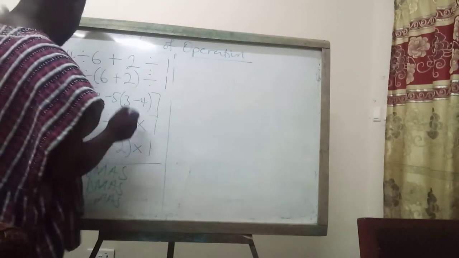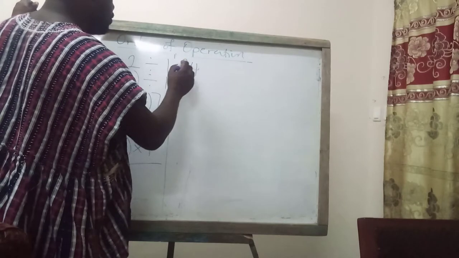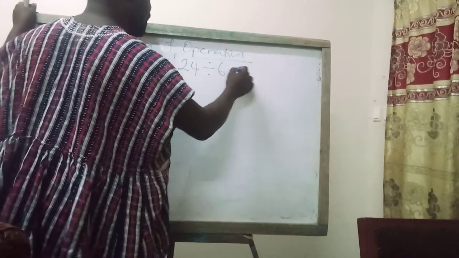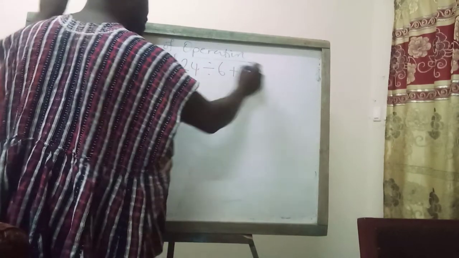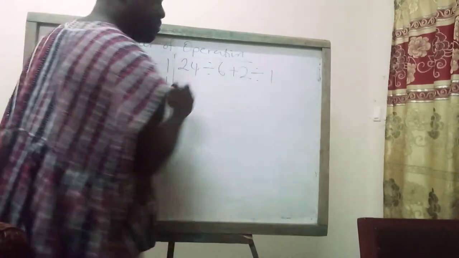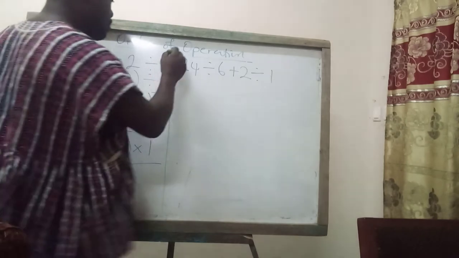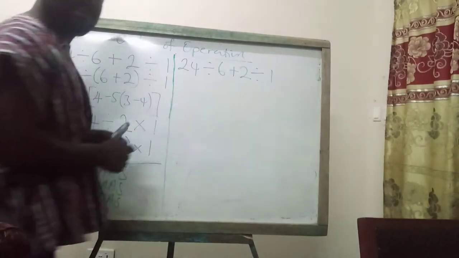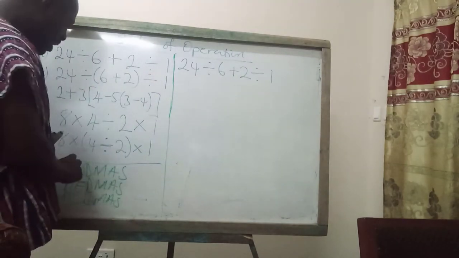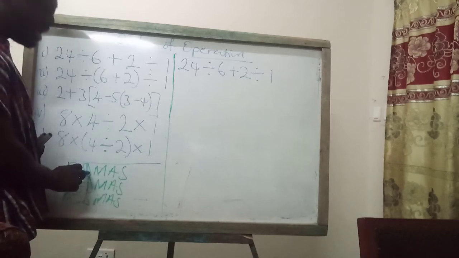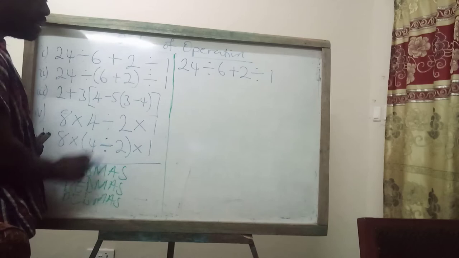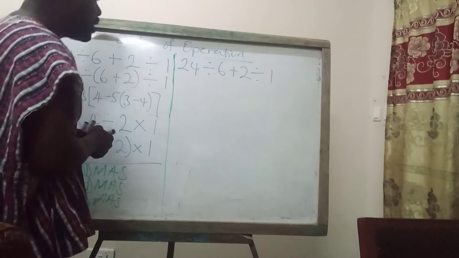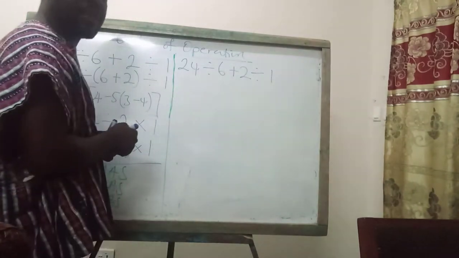So let's look at the first one. 24 divided by 6 plus 2 divided by 1. With regard to this, there is no bracket. If you look at BODMAS, there's no bracket to off. So the first thing that we have to look at is division. Is there any division? Yes, there exists. So we will do the divisions first.